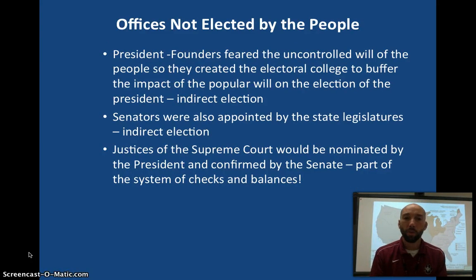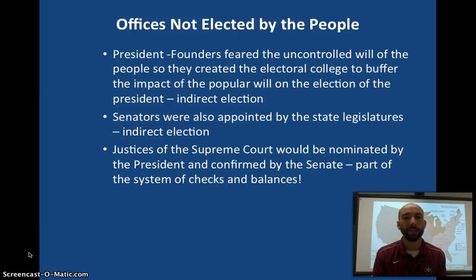There were some offices that weren't elected by the people, like the president. The president is elected by the Electoral College and still is today. The founders feared that the people in the country weren't smart enough to elect a president, and so they turned it over to the Electoral College. So people would vote for members to go to the Electoral College, who would then vote for the president. Today it's still in place, but it's not quite exactly the same. So it is more of a direct election today.